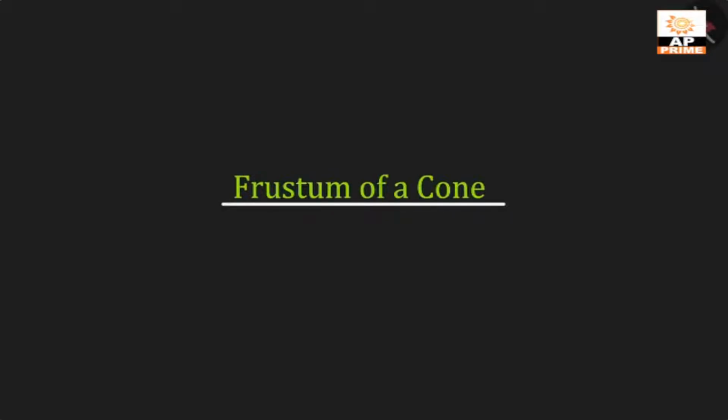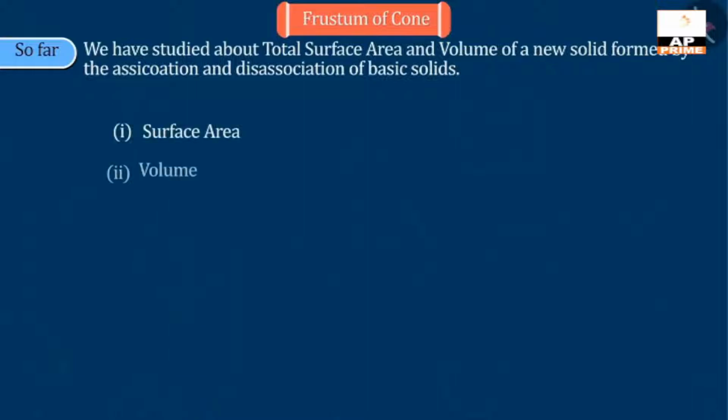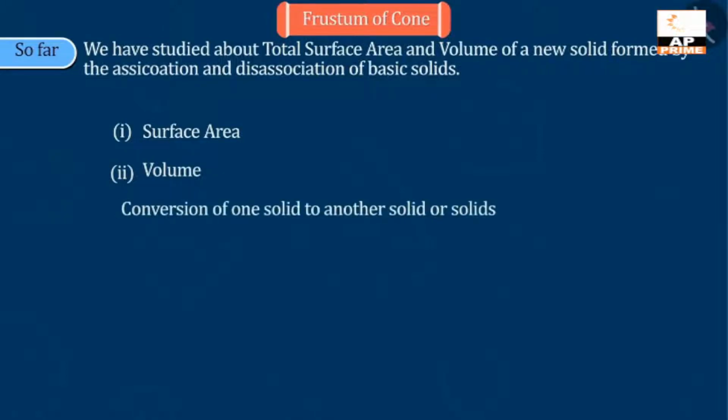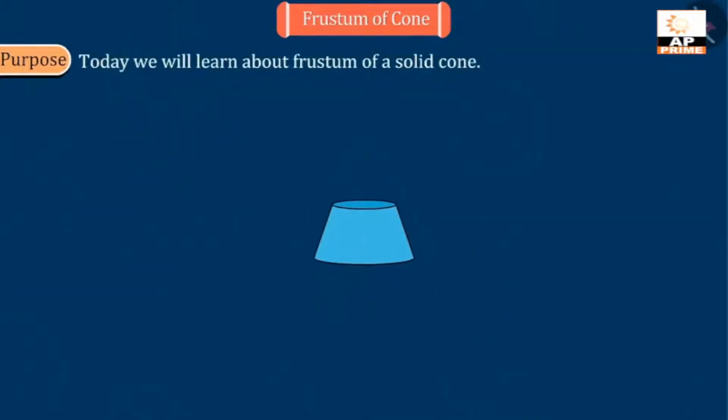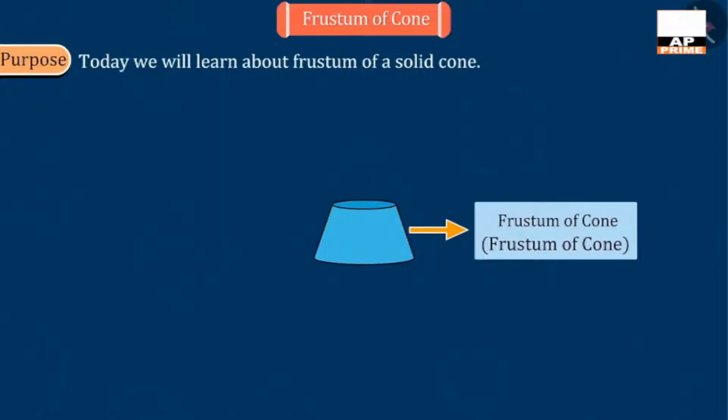Welcome all of you to this video. So far, we have studied the total surface area and the volume of new solids formed by the association and dissociation of basic solids. Moving forward with this concept, today we will learn about the frustum of a solid cone.